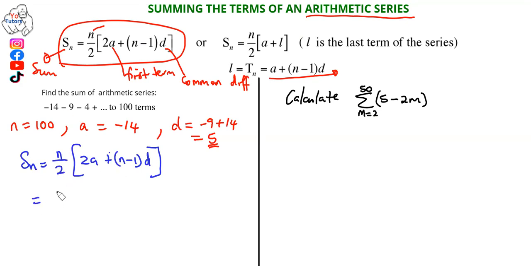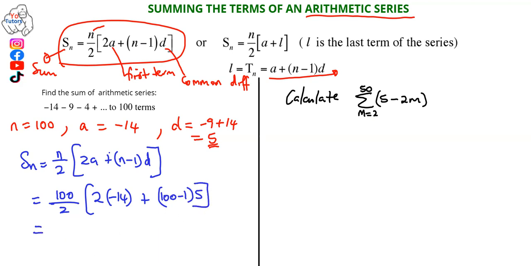What do we have here? Our n is 100 over 2. Our 2a is negative 14. Plus, what is our n? n minus 1, d is, no, not n. n is 100. n is 100 minus 1. Then our d is equal to 5.